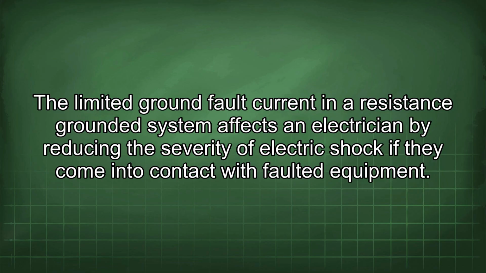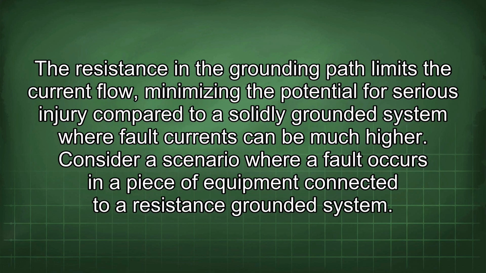The limited ground fault current in a resistance grounded system affects an electrician by reducing the severity of electric shock if they come into contact with faulted equipment. The resistance in the grounding path limits the current flow, minimizing the potential for serious injury compared to a solidly grounded system where fault currents can be much higher.